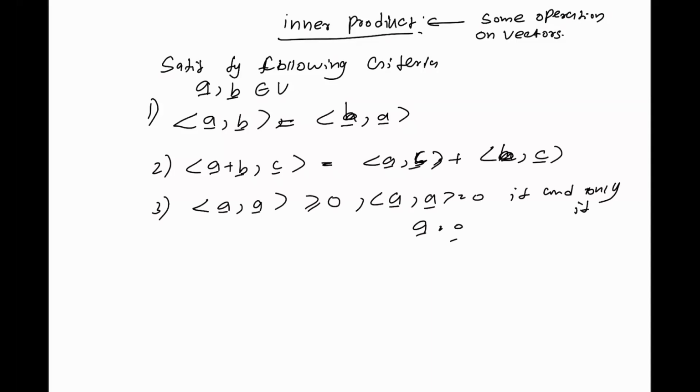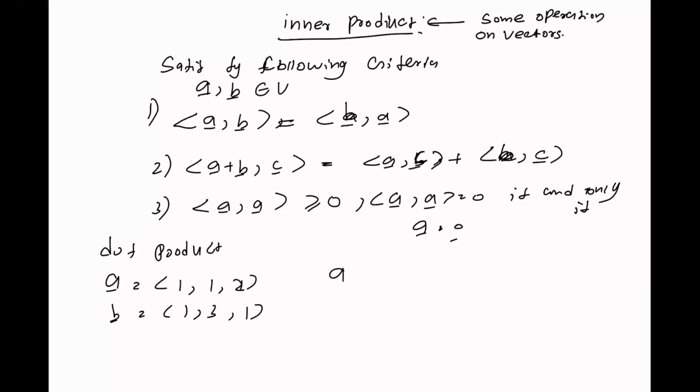There's nothing much; the simple inner product we know is nothing but our dot product, right? Let's say you have taken some vector like 1, 1, 2, and B is, let's say, 1, 3, 1. If you take the dot product between these two vectors, you would get 1 times 1 is 1, 1 times 3 is 3, and 2 times 1 is 2. It is 6. Okay. So the simplest inner product we know is our dot product. We usually call it the Euclidean dot product.